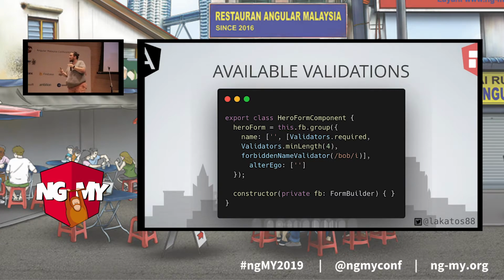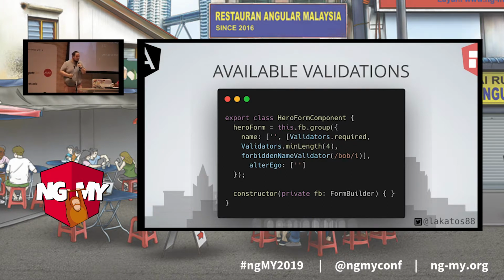Validators have to be pure functions, but for me, I put in a forbidden name validator that I wrote myself that says, no hero should be called Bob. Is any Bob in the audience? Okay, I tried to pick a safe name.